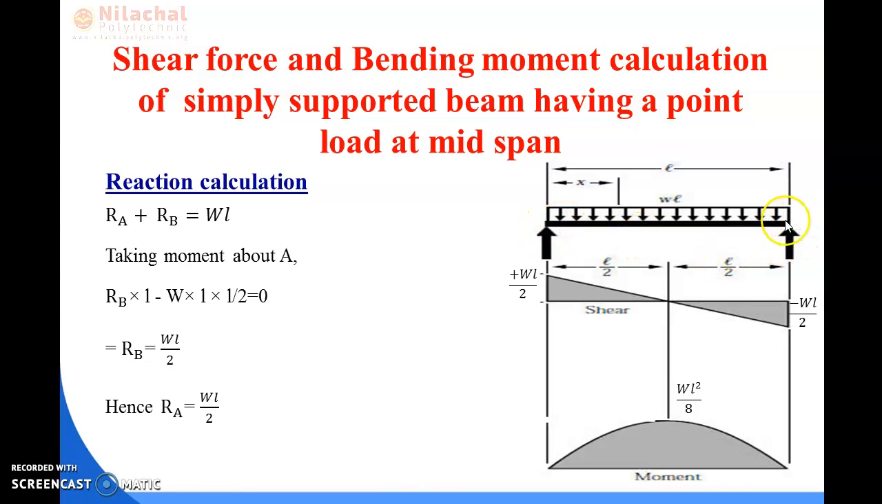So first of all, for this reaction value, we need to calculate the moment up to the point A. So what is the formula? First of all, load into distance, because it is a point load, so that the formula is load into distance. So here load is RB and distance is up to A, that is L. So RB into L is the moment for reaction B to the point A. So RB into L, and the sign will be positive because it is giving a sagging moment towards the point A. Then the next load is UDL.